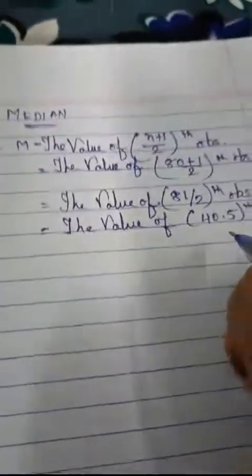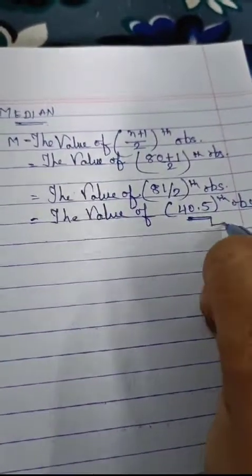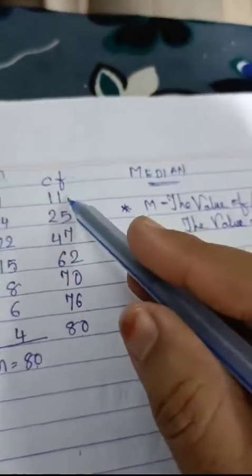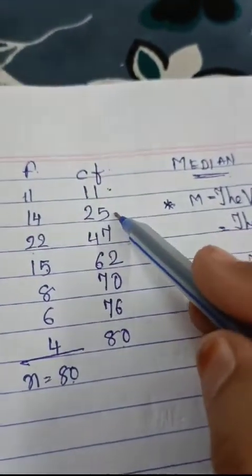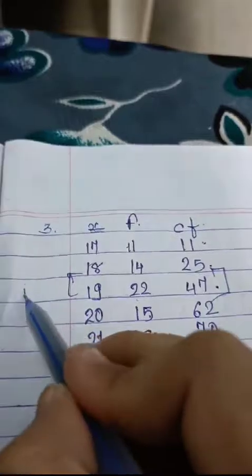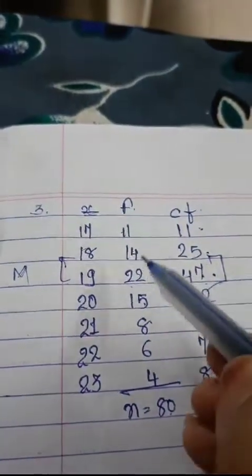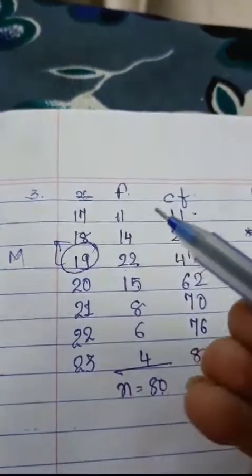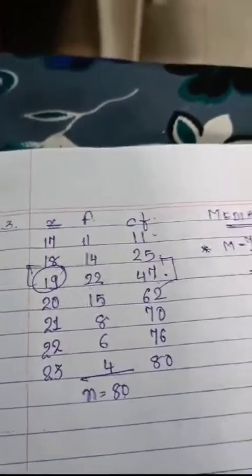40.5 observation. This we have to see in the CF line, where 40.5 lies. Neither in 11, nor in 25, so where does it lie? 40.5 will be lying in 47. So the answer for median is not 47, nor 22. The answer is said to be 19. Okay, what is it? 19.